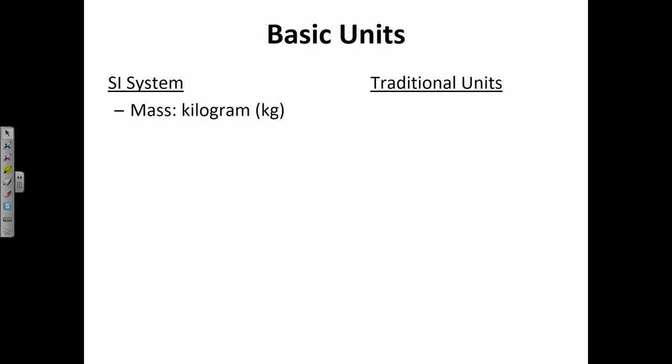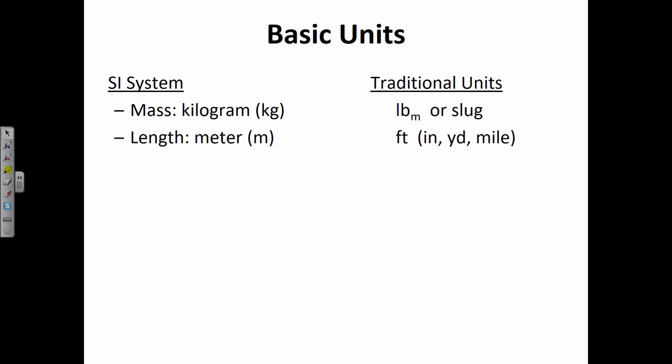Of course, in the SI units we have kilograms, and in British gravitational units we have pounds mass, or slugs, as our units of mass, whereas we measure length in meters, and that's feet, inches, yards, miles.